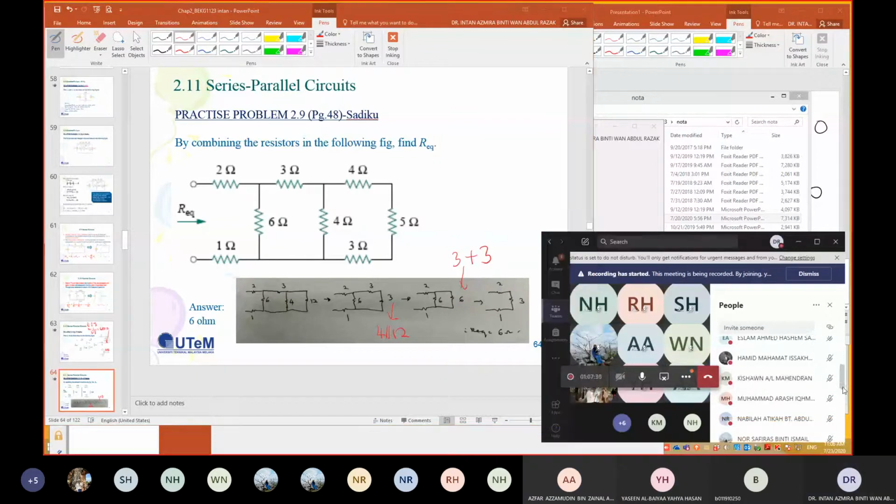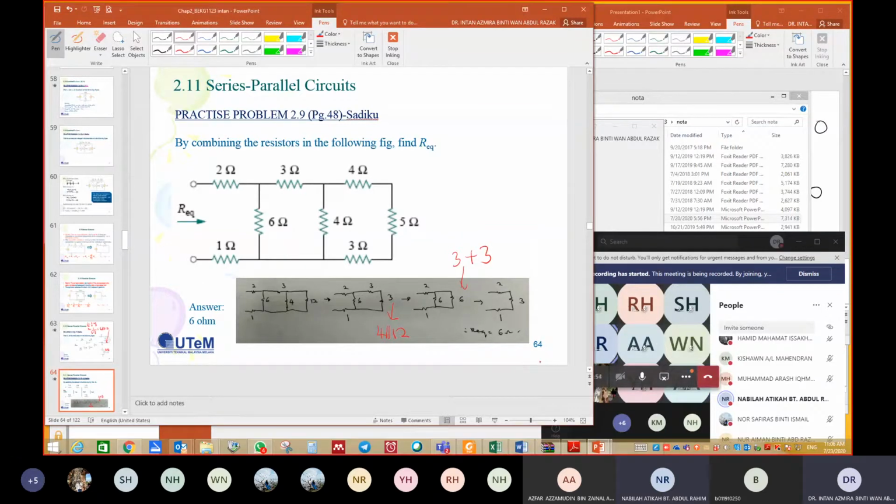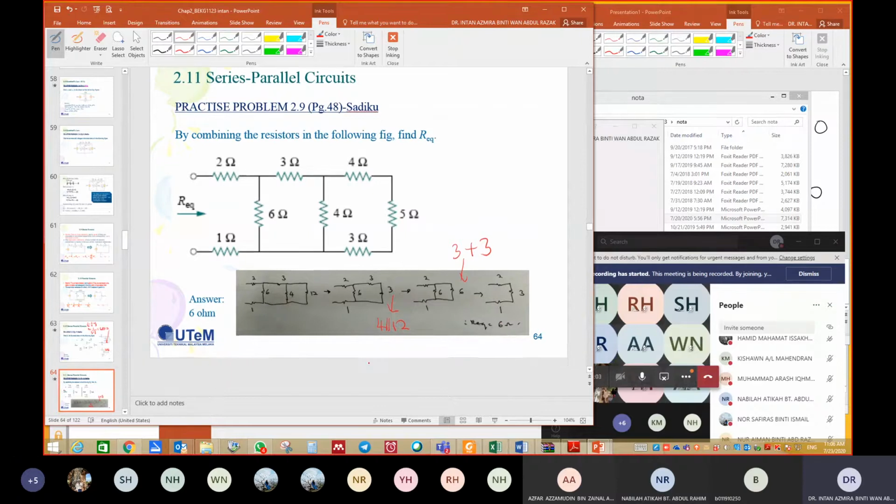Okay, Nabila, Atika. Okay, doctor. 10 parallel with 10 you get 5. Okay, the same number in parallel we will get half of the number. So the R equivalent of the circuit is 3 plus 2 plus 1 equal to 6 ohm.